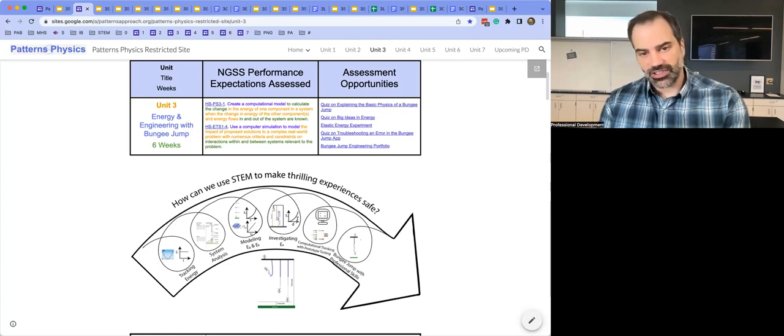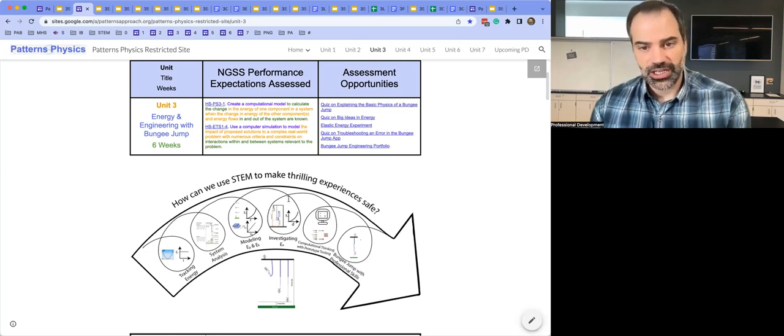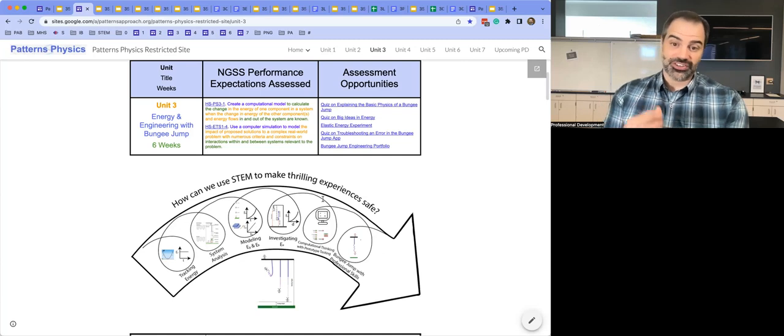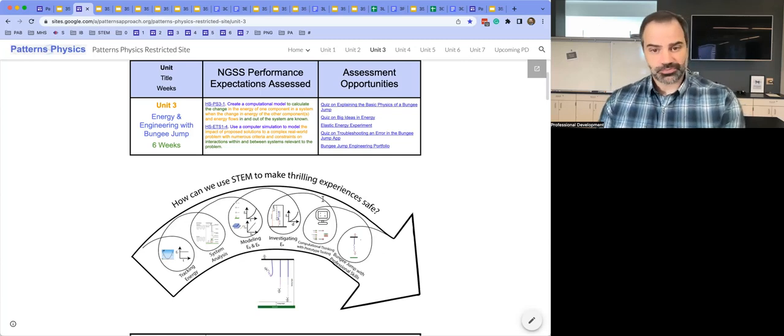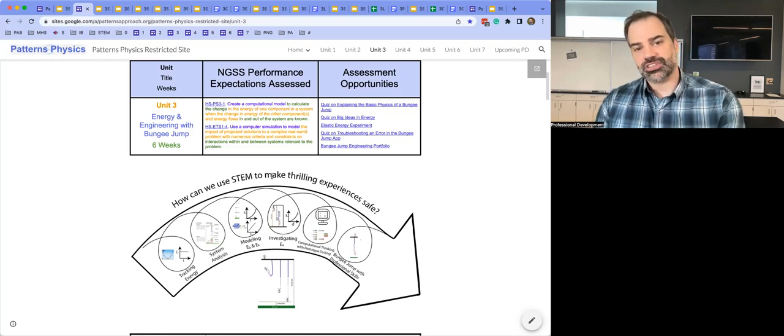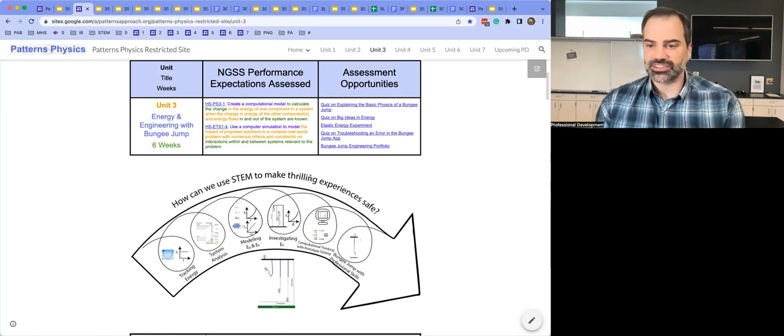And for this storyline, we also need the mathematical model for elastic energy. Then we'll use the models that they create to code an app that tracks the energy flow in a bungee jump and correctly predicts how much string to add for a successful jump into the target zone. All right, so that all brings us to the essential question: how can we use STEM to make thrilling experiences safe?